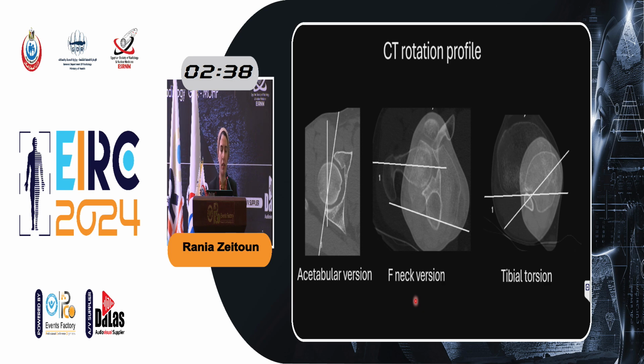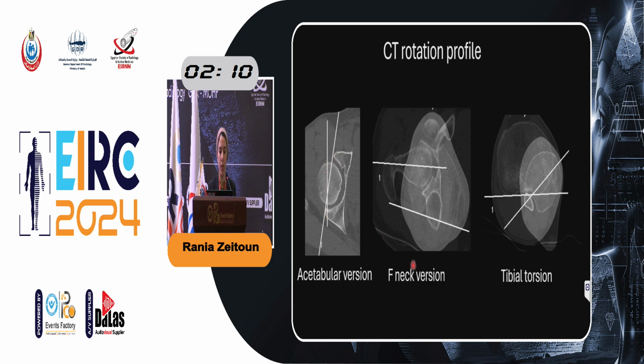And final slide, CT rotation profile. What is the CT rotational profile? We acquire 3 axial sections at the level of the hip, knee, and ankle, and then we ask the operator to measure 3 angles. The first angle is the acetabular version angle, which is the angle between 2 lines or 2 axes, one of them connecting the anterior and posterior acetabular wall, and the other one perpendicular to the horizontal axis.